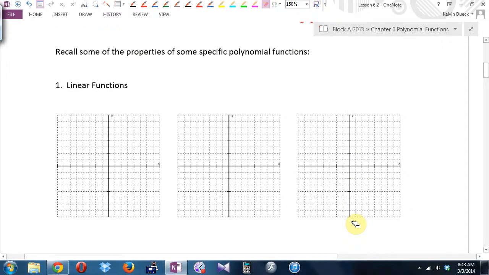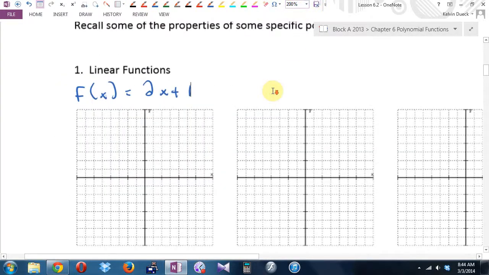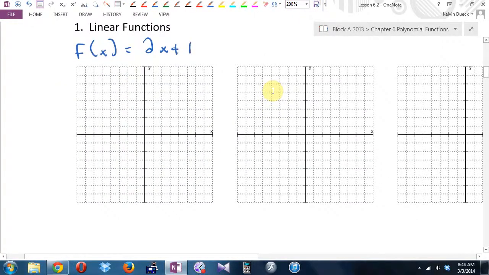So let's look at a linear function. Suppose we have this: f of x equals 2x plus 1. We'll zoom in a little bit. What can I tell you from this? Well, first of all, hopefully you can tell me the y-intercept. Help me out.